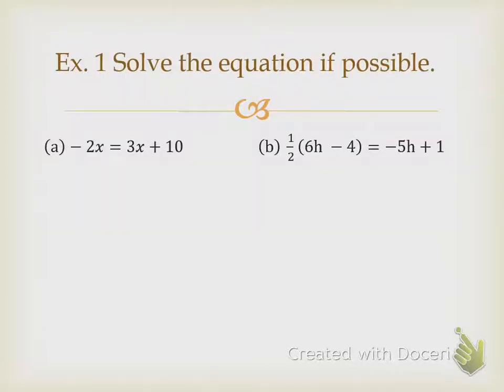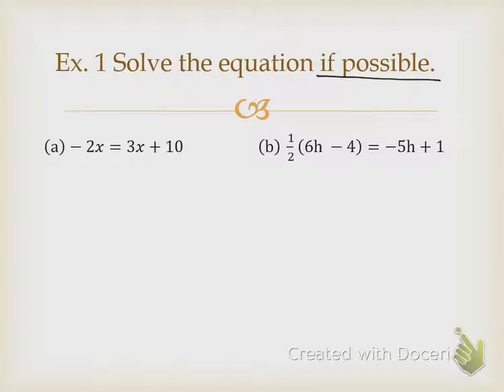All right? Now, it says solve the equation if possible. The reason it says if possible is because of what we just discussed. If the variable cancels out, it's not going to be possible for us to solve for that variable. So that's the only reason why it says if possible. We're still going to follow the process of Don't Call Me After Midnight.